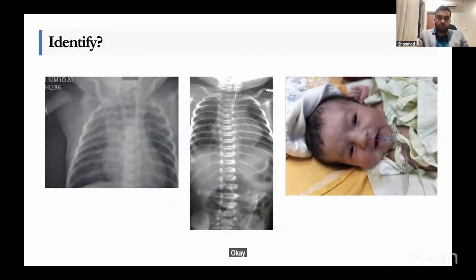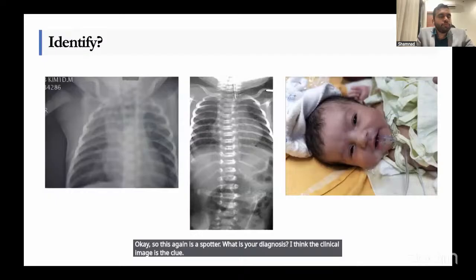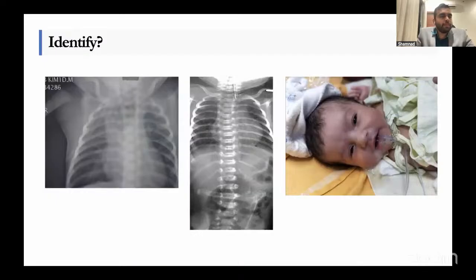Okay, so this again is a spotter. What is your diagnosis? I think the clinical image is the clue. What is it? The clinical image is the clue.